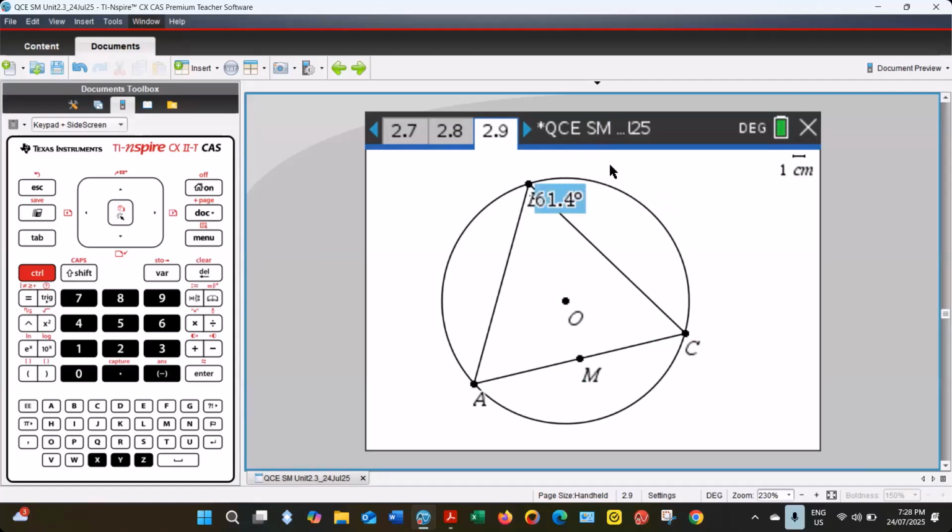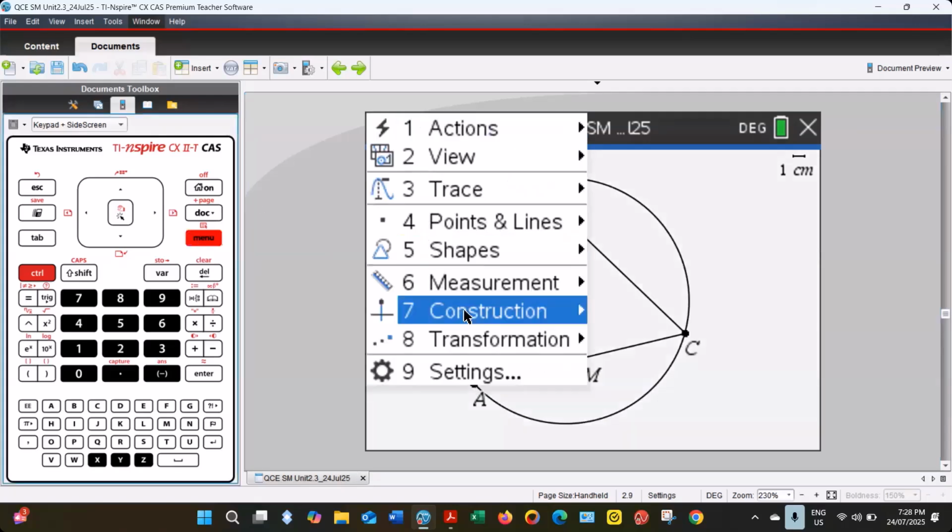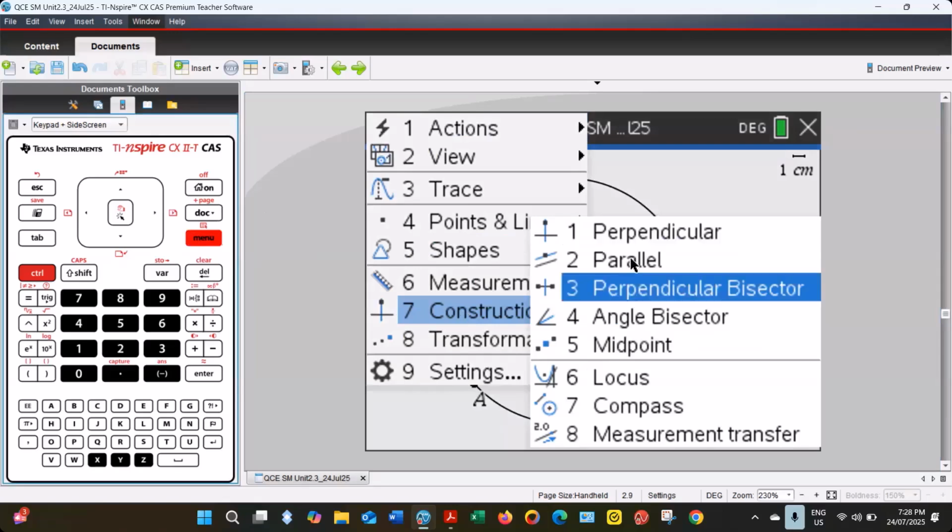Oops, move that. Sometimes it's hard to pick up the right label, and you can use the trick of using the tab key to cycle through all nearby objects. Now I'm going to draw a line that's parallel to AC, but passing through the center. So how can I do that? I can go menu, construction, and parallel.